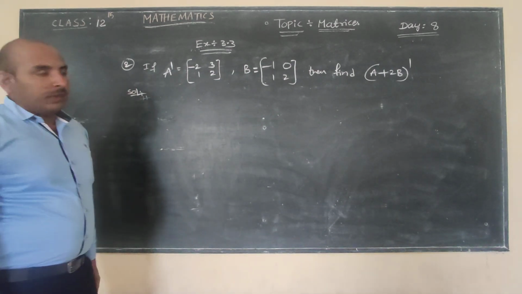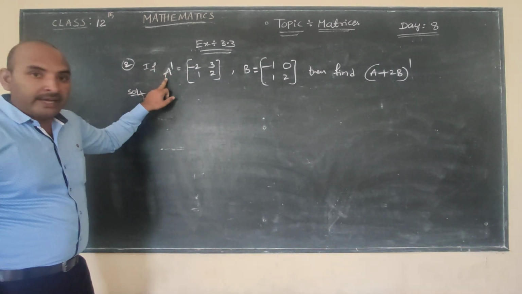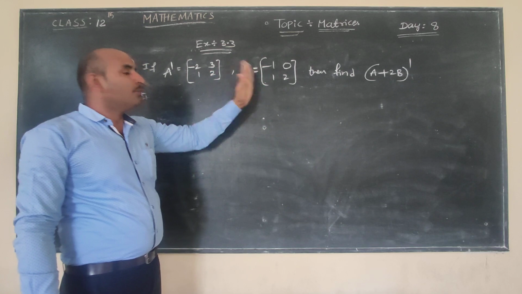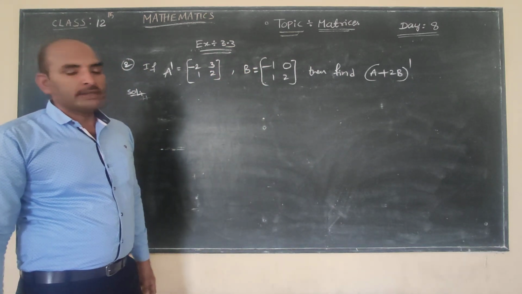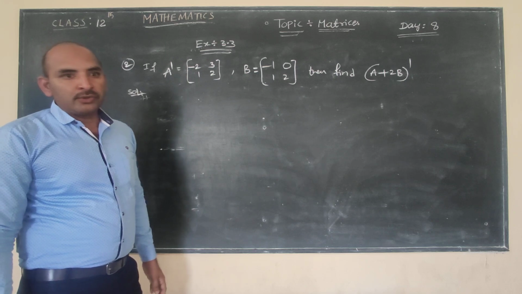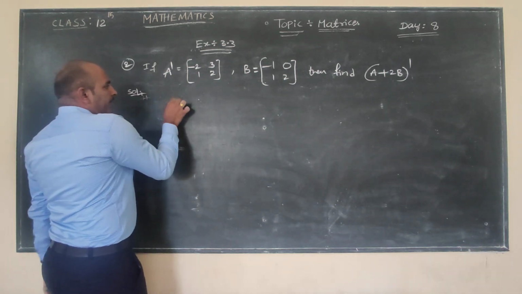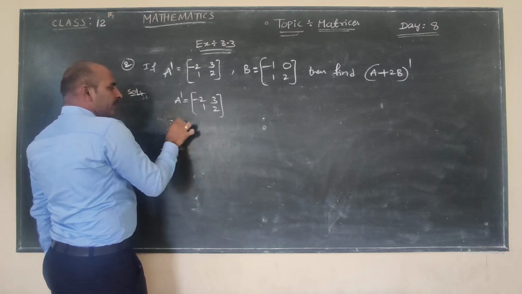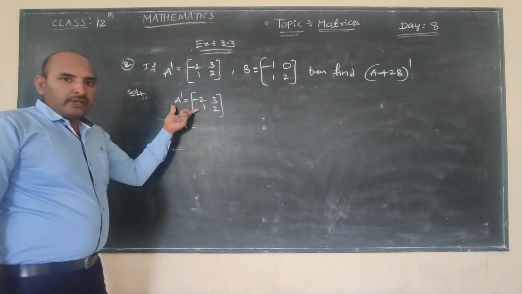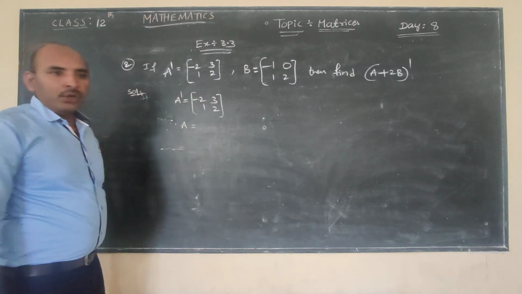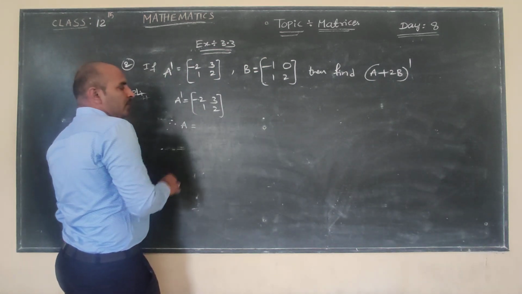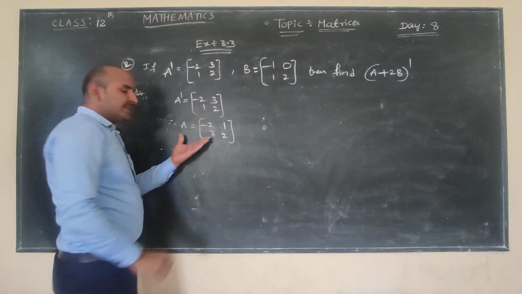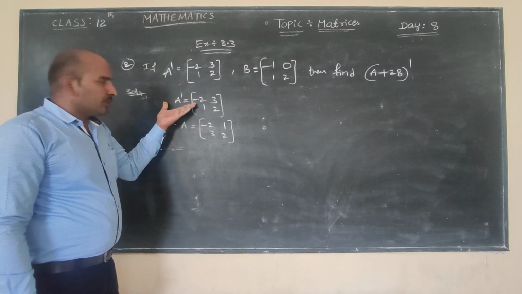So now coming to the second question. If A transpose is given, remember we are given the A transpose matrix, equal to minus 2, 3, 1, 2, and B is equal to minus 1, 0, 1, 2. Both are 2 by 2 matrices. Then find (A plus 2B) whole transpose. Here A transpose is minus 2, 3, 1, 2. Can you write A? Interchanging the rows and columns, capital A is minus 2, 1, 3, 2.